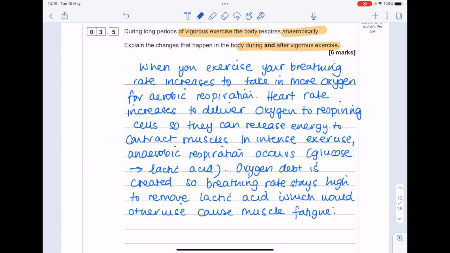So let's highlight the marking points. Breathing rate increases. More oxygen needed for aerobic respiration is the second mark. Heart rate increases, third mark. To deliver oxygen to respiring cells is a fourth mark. And then in intense exercise, anaerobic respiration takes place, which produces lactic acid as a mark. And then the oxygen debt needing to be paid back by the breathing rate staying high is also a mark, in order to remove lactic acid and to prevent muscle fatigue.